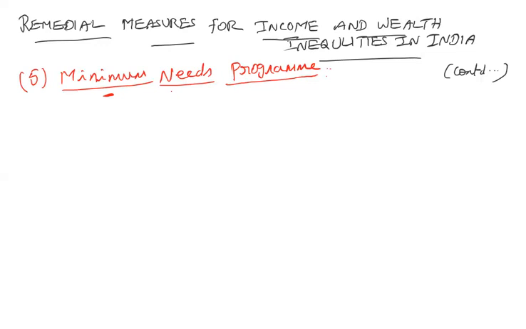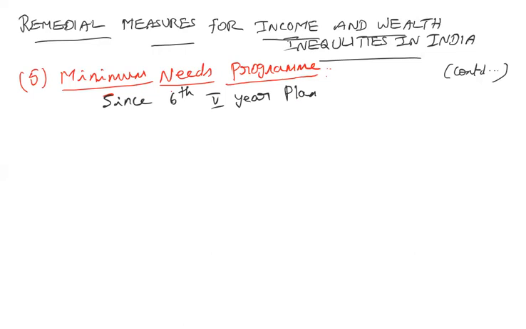So that is the minimum needs program. Of course, now it is not there, but at that point of time, it proved to be very, very beneficial. By the end of the 5th 5-year plan and the beginning of the 6th 5-year plan, the government started the network of all these basic facilities.